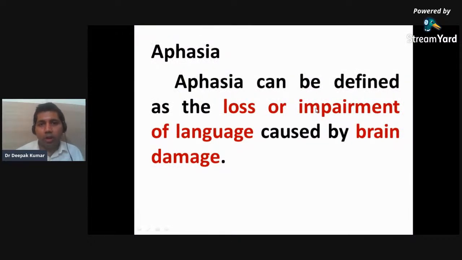Aphasia. Now, as the definition shows, there are a few things that are highlighted. I will read along and I will explain why they are highlighted. Aphasia can be defined as the loss or impairment of language caused by brain damage. Okay, so two things you need to know: loss or impairment of language caused by brain damage.